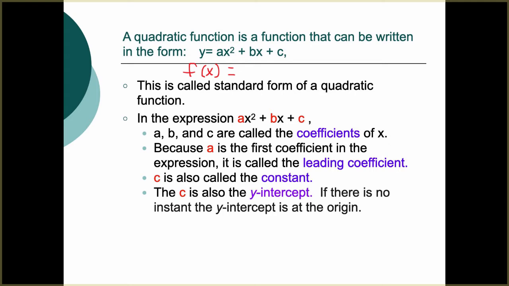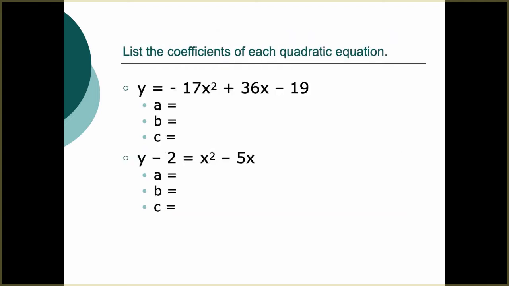And c is also the y-intercept. So when you graph this, if there's a number at the end, it tells you where you cross the y-axis. And if there is no number, then the y-intercept is at the origin. Here it states to list the coefficients of each quadratic equation. So we want to be able to pull out the a's, the b's, and the c's throughout this chapter because we use them in certain ways.